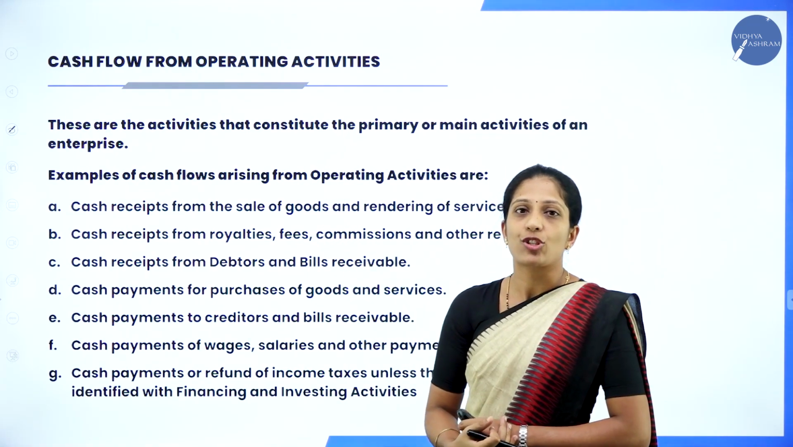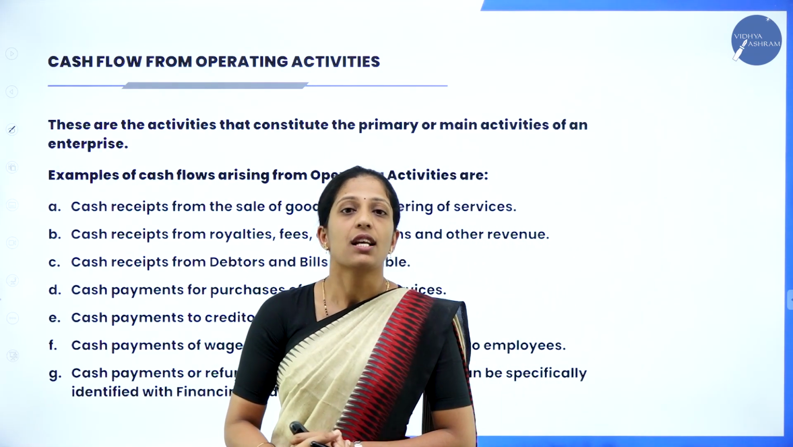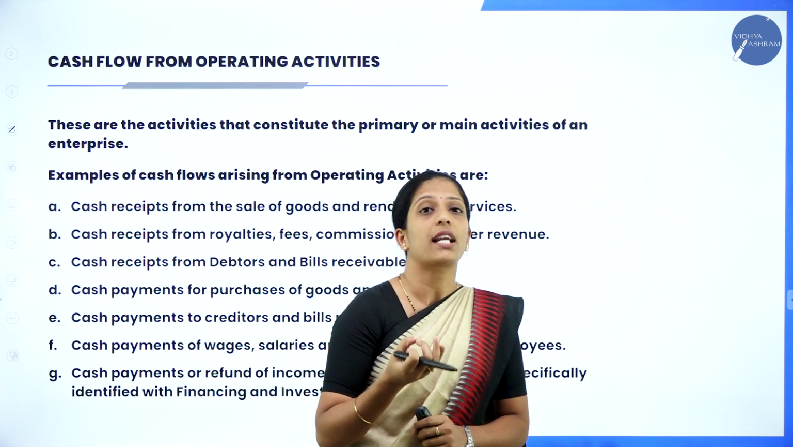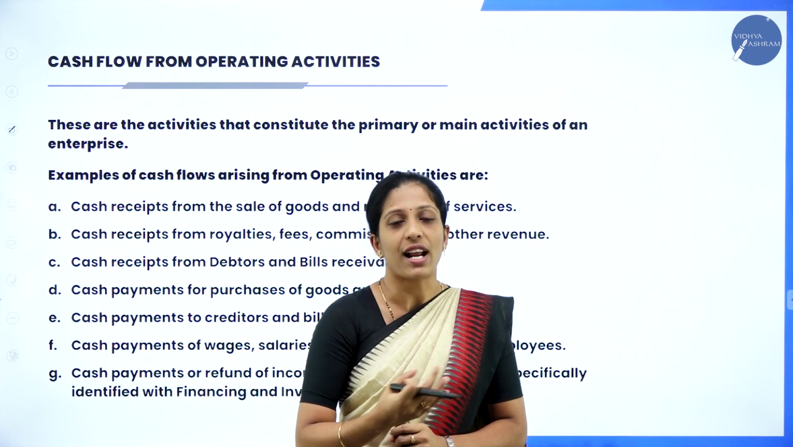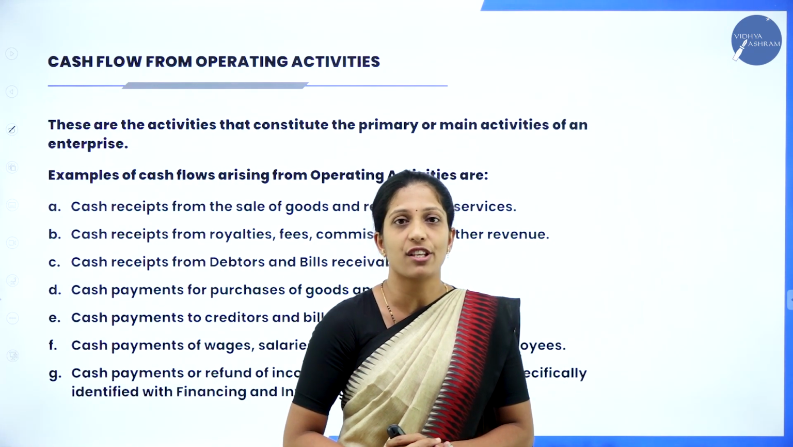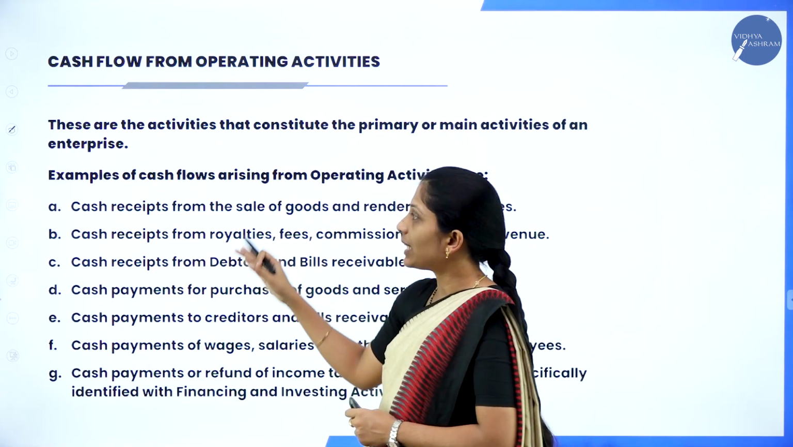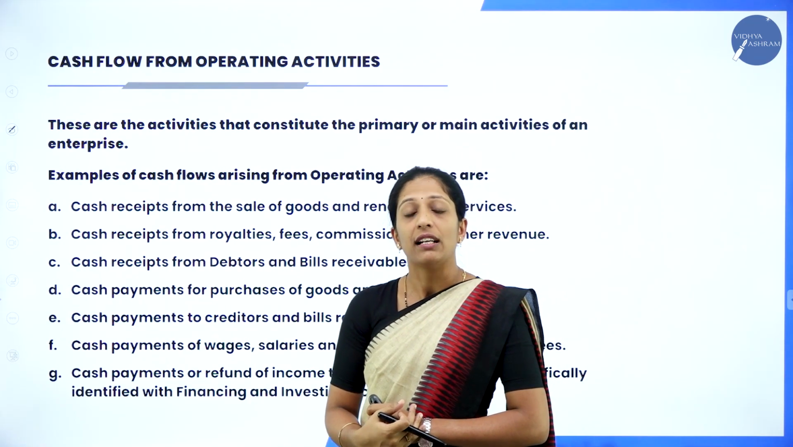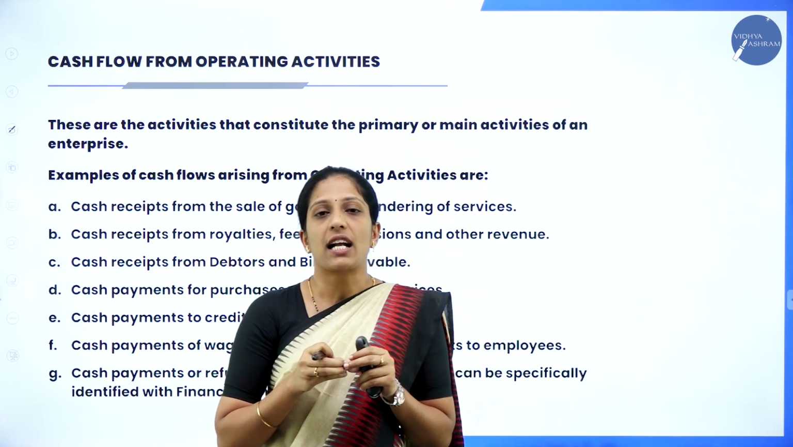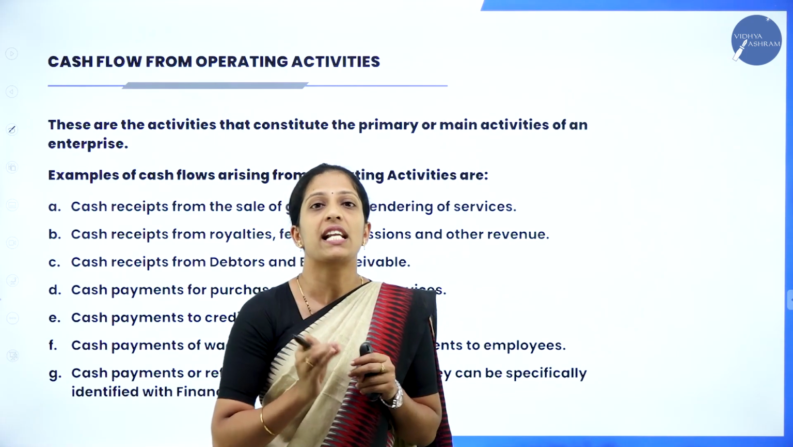Now let us see what this operating activities is. Under cash flow statement, under operating activities, we are going to record the transactions which occur daily in our business. These are the business transactions which occur daily in the activities of the business, so these are called operating activities. Here are a few examples so that you can clearly understand operating activities. And this operating activity is the main activity of the business organization because it occurs daily in the business.